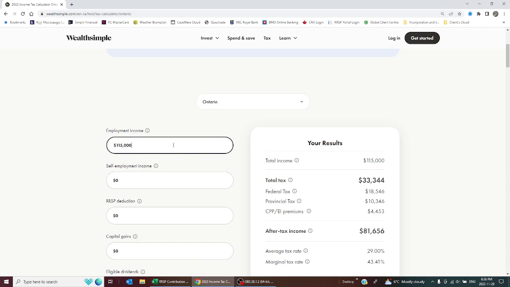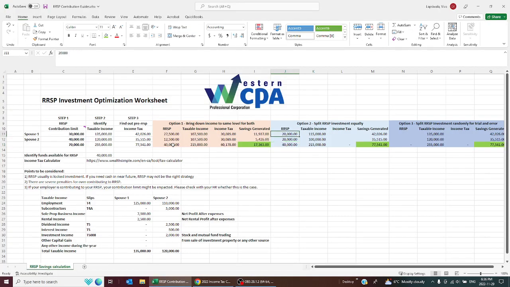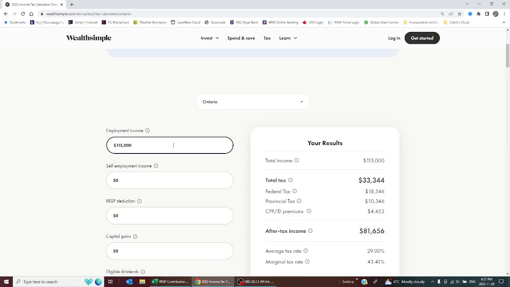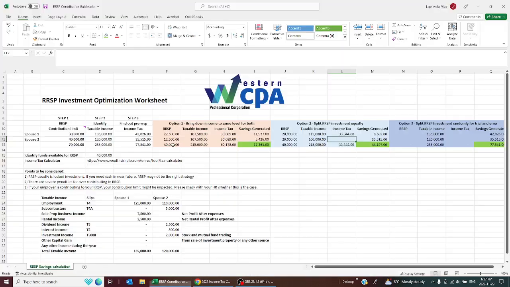So tax is 33,344. So we're going to put the tax amount is 33,344. For the other spouse who is now at $100,000 taxable income, he will pay 26,880. So in this option, you are saving 17,363 by putting in money 40,000 into RRSP. But option 2, splitting equally, you're getting 17,317, about $40 lower than this.